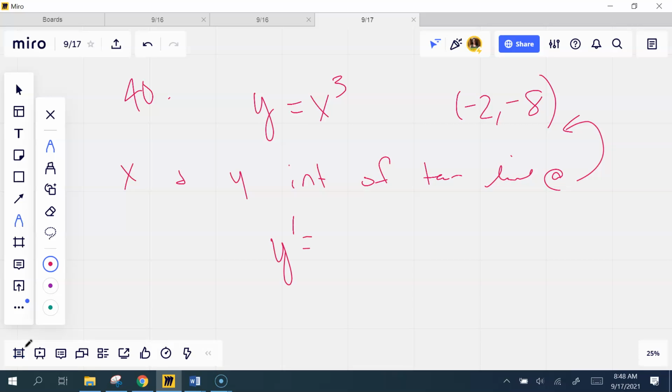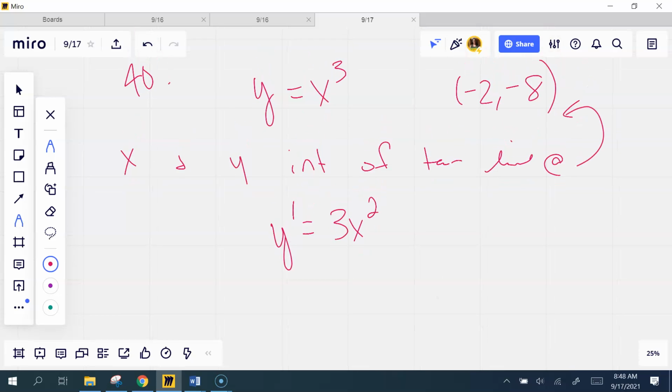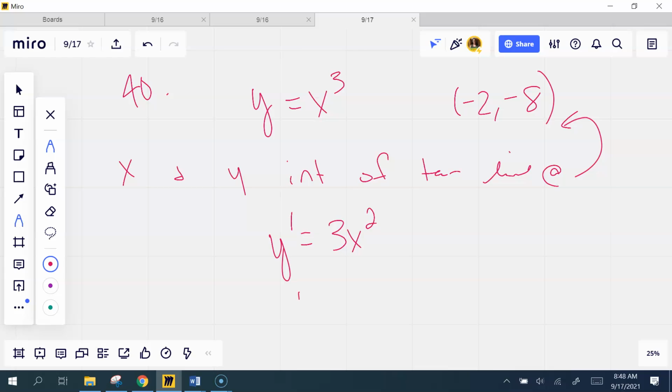What's the derivative? 3x squared. Easy peasy derivative, yes? All right, what's the slope at -2?